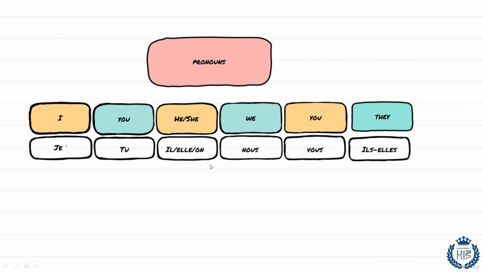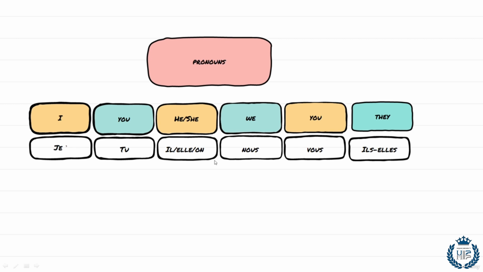Then let's talk about the difference between on and nous. I said we were going to be talking about on later on. So on also means we. It also means us. Then what is the difference between on and nous? On is conjugated differently than nous. On is singular, nous is plural.